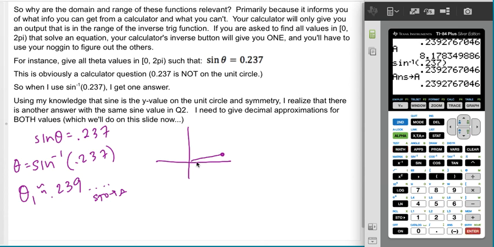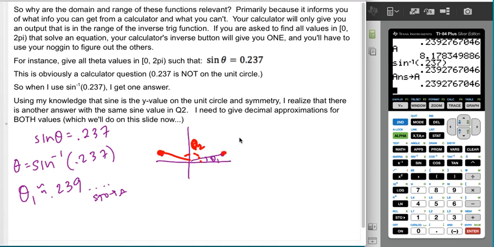All right, cool. So that's here, right? That's this theta 1. But there's another value, because the sine is the y on the unit circle, there's another value right here. This value, we'll call this theta 2. So there's my theta 2. This value also has the same sine, right? Wherever that y value is, it's the same y value.